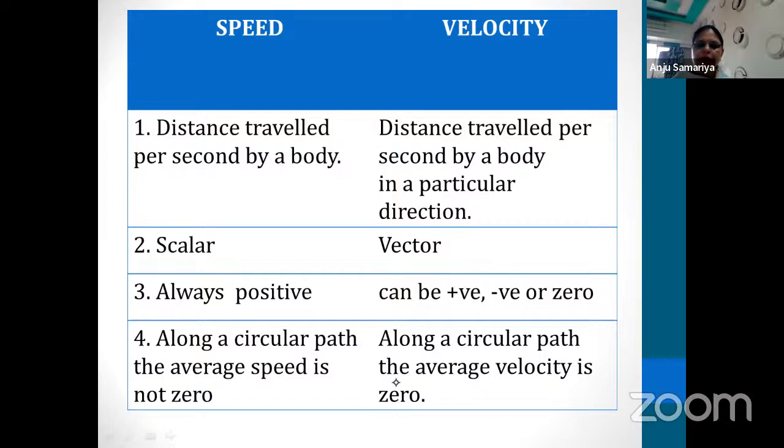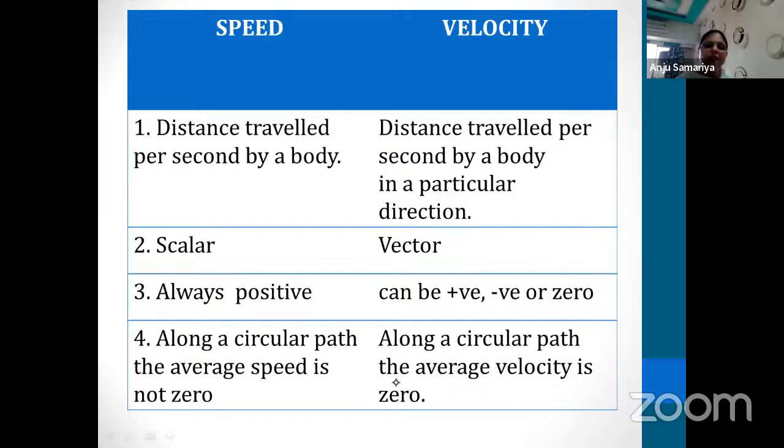Speed is always positive, velocity can be positive, negative, or zero. If a body is falling down, it is towards the acceleration, so it will have a positive velocity. But if a body is going up, it will have a negative velocity.